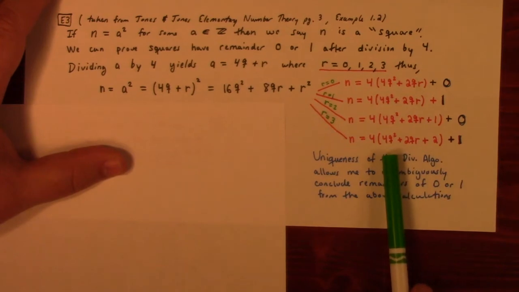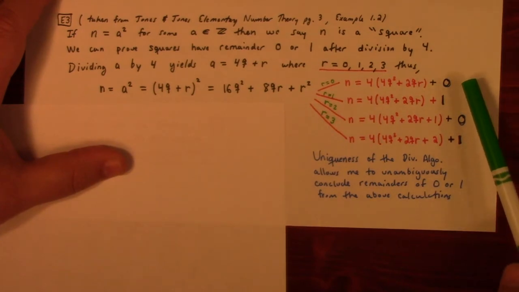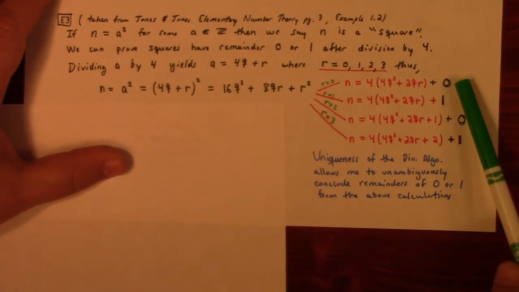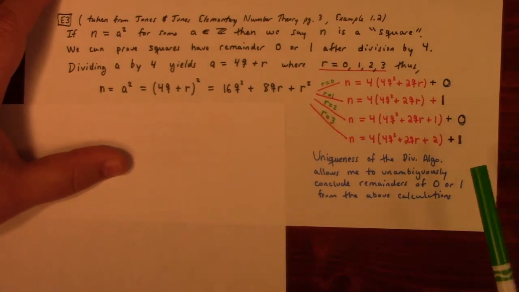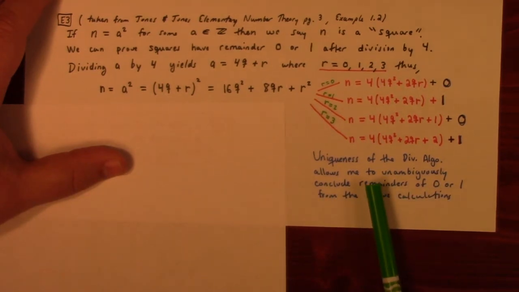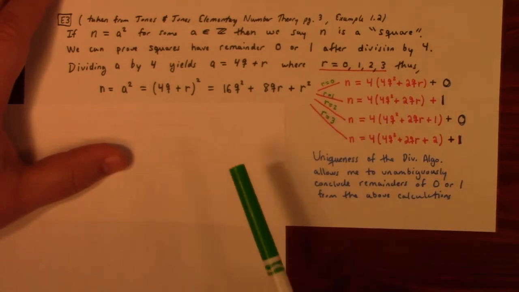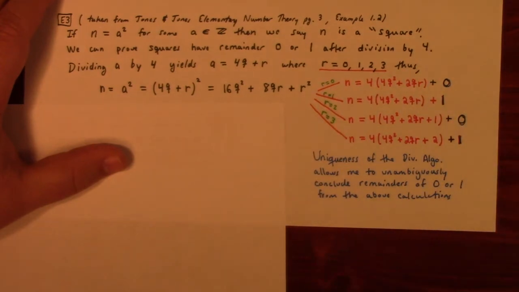And here by number I mean integer, right? So that shows you that the remainder of division by 4 is either 0 or 1. And we can be sure of this because of the uniqueness of the division algorithm. It allows me to unambiguously conclude the remainders of 0 and 1 from the above calculations. All right, so there you have it. If we divide a square by 4, the remainder is either 0 or 1.